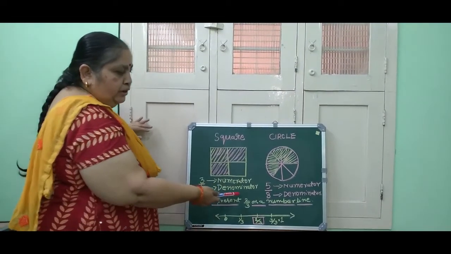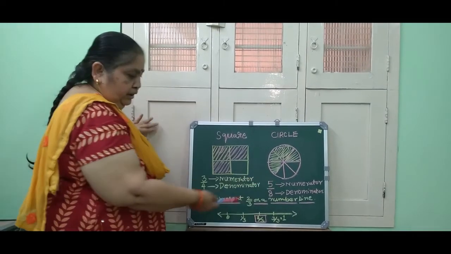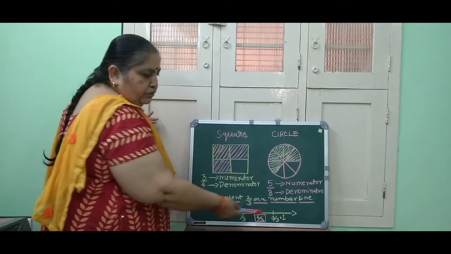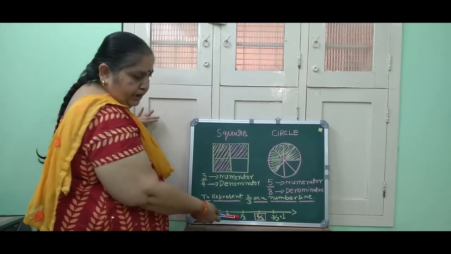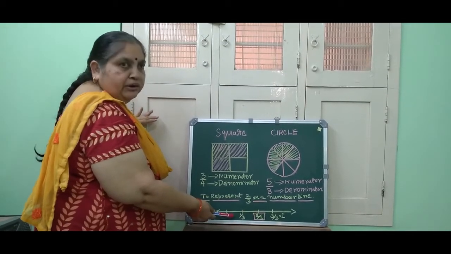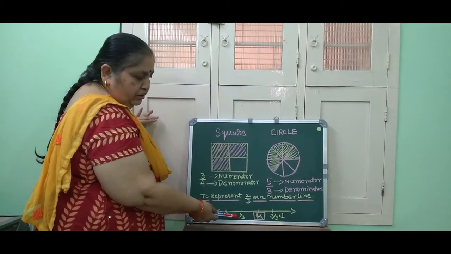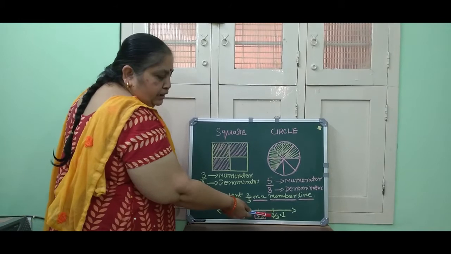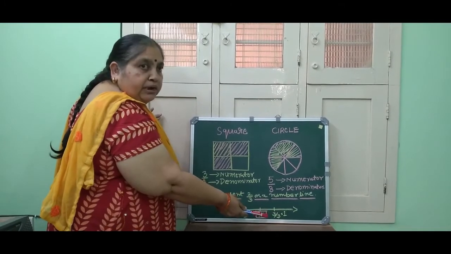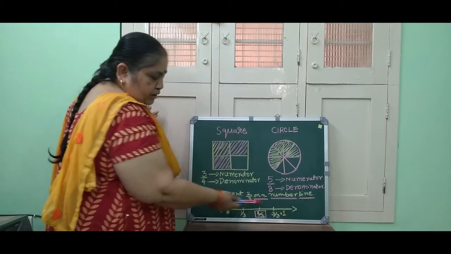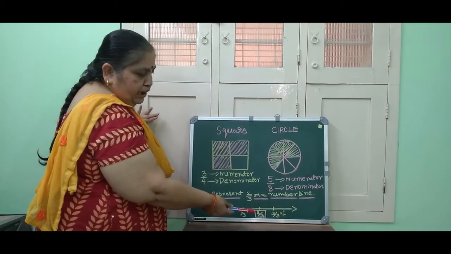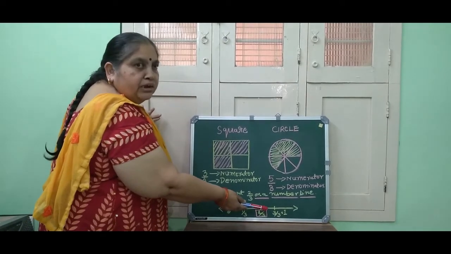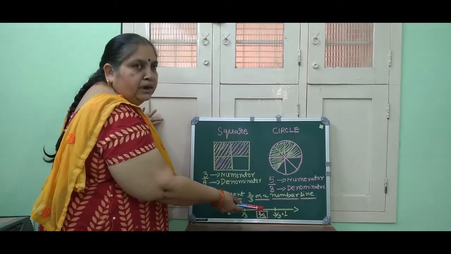To represent 2 by 3 on a number line, here I have written a number line, and the number line from 0 to 1 we have divided exactly into 3 parts. See, here you can observe the first part can be mentioned as 1 by 3, second 2 by 3, and after that it is 3 by 3. 3 by 3 is nothing but equal to 1. So to represent 2 by 3 on a number line, we write like this, and here 2 by 3 is here. We have represented 2 by 3 on a number line.